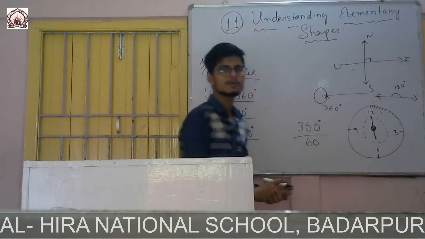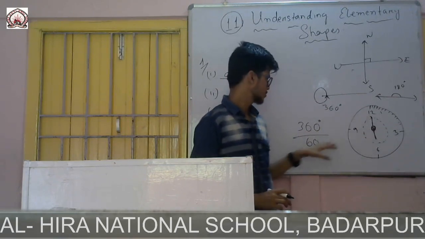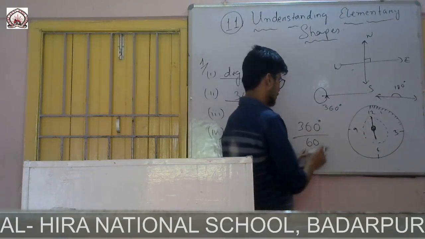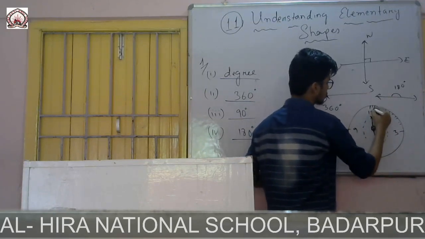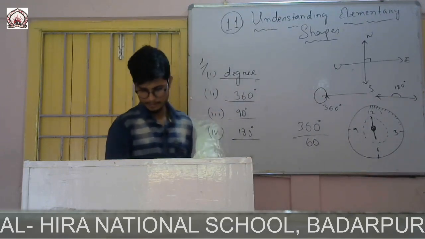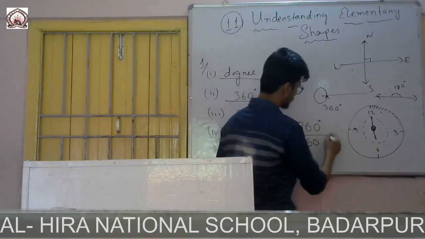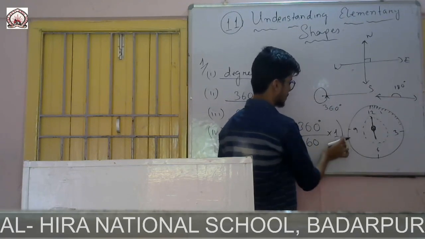1 minute is equal to 60 seconds, and 60 minutes make 1 hour. So we'll divide it by 60. 360 is one complete rotation. I have to find, if it is 1 minute, then what will be the degree. So if I simply cancel this, I will find it for 1 minute.